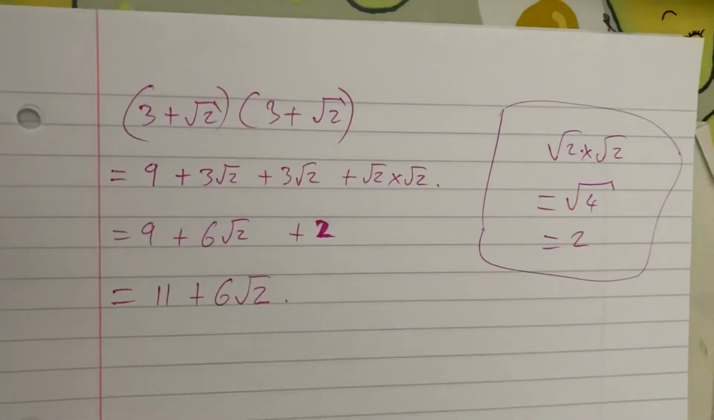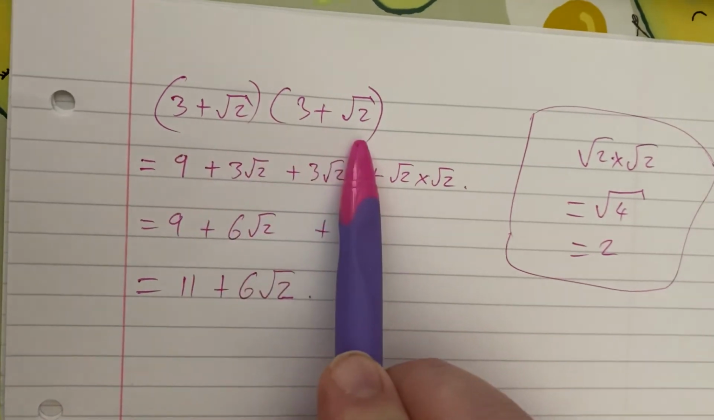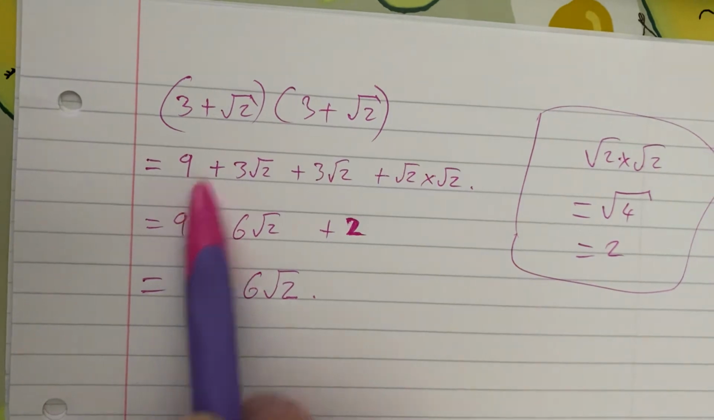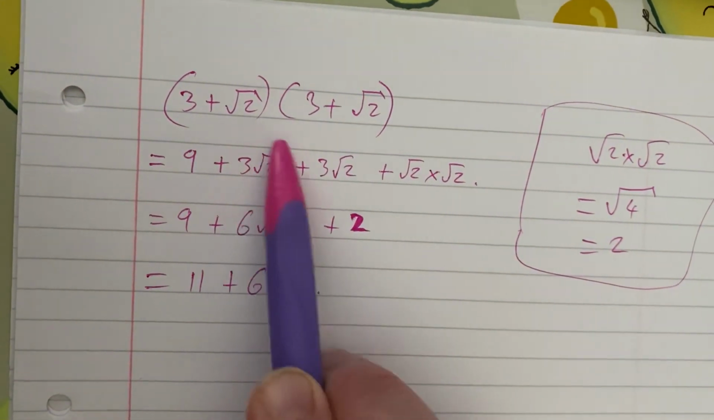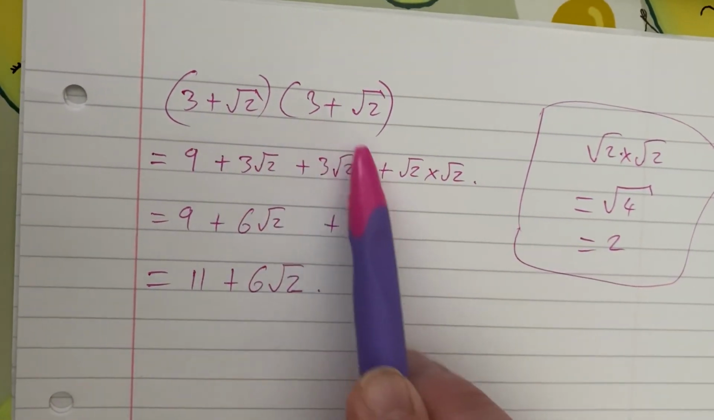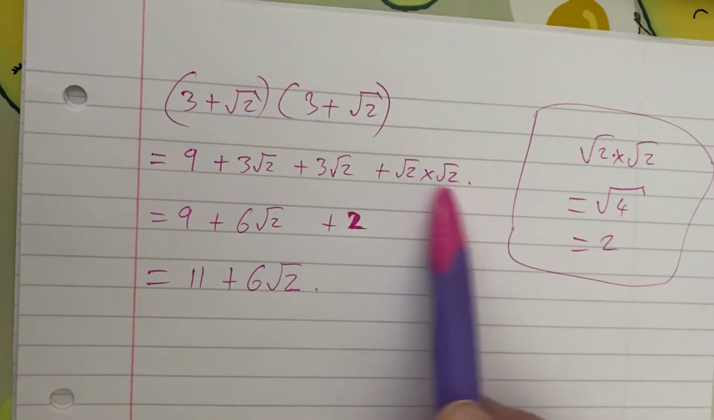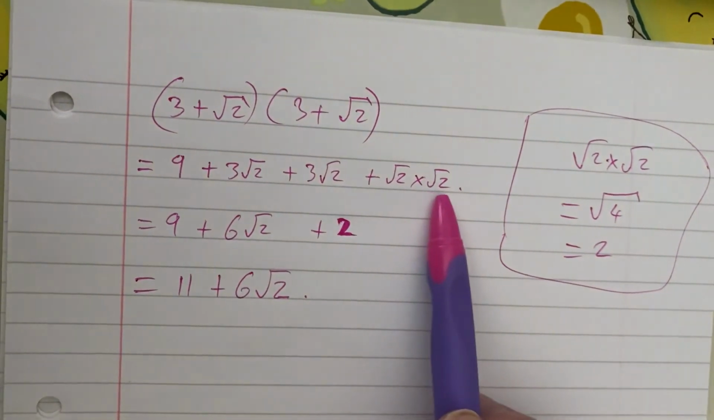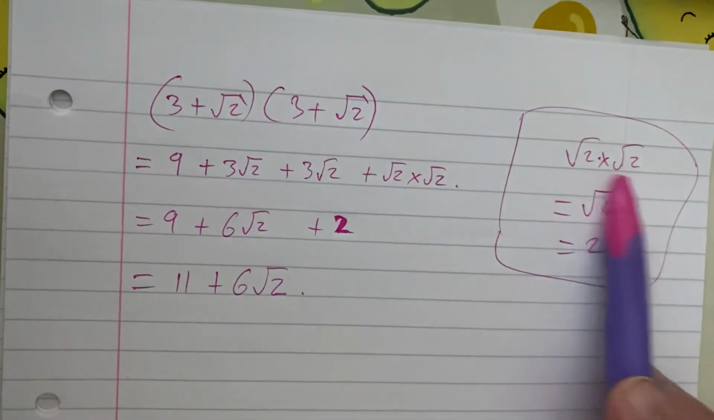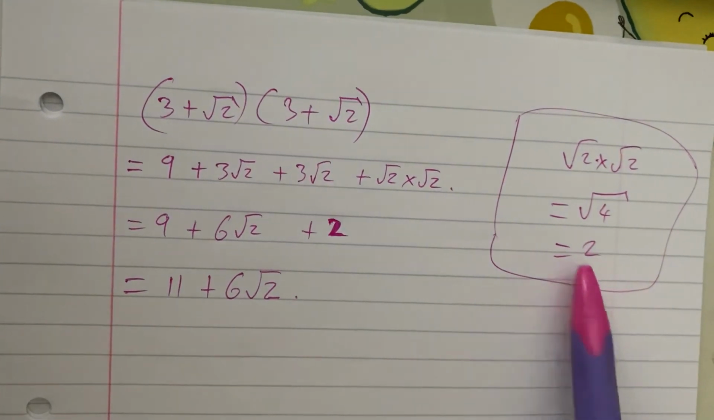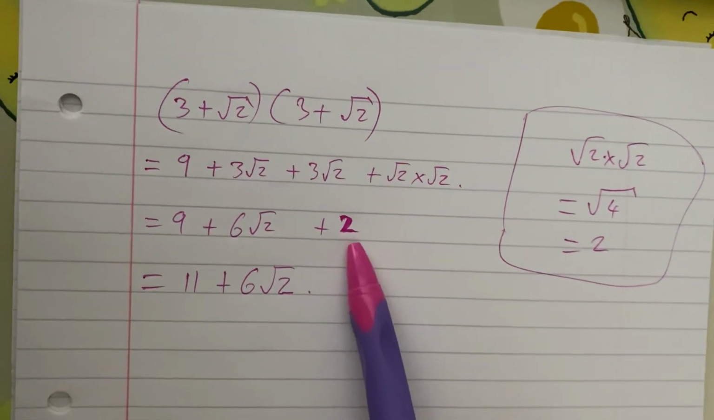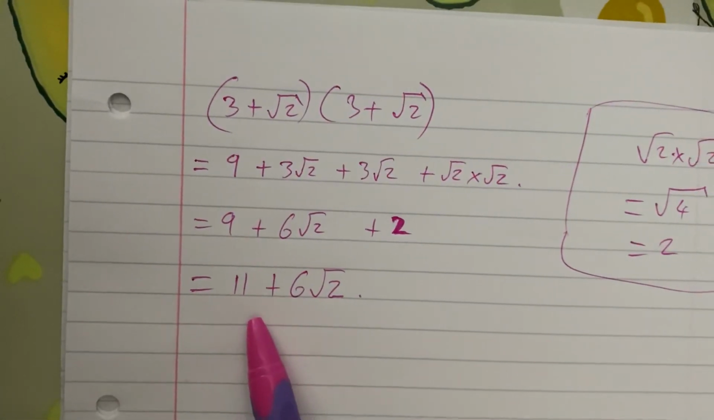Last example for this one, if we're multiplying out a bracket, we did double brackets 3 weeks ago. So multiplying the bracket out, we get 9 plus 3 root 2 plus 3 root 2 plus root 2 times root 2. So 9, 3 root 2 add 3 root 2 is 6 root 2. And root 2 times root 2, if you can't remember, multiply them together, we get the square root of 4, which is 2. A surd times itself gives you the number under the surd. So 9 add 2 is 11, so it's 11 plus 6 root 2.